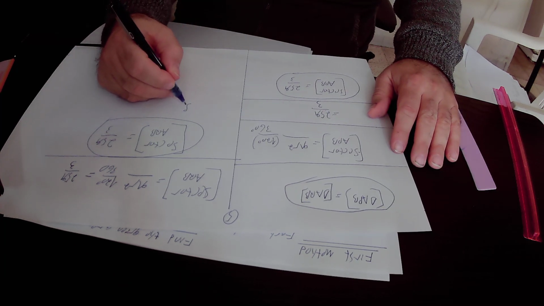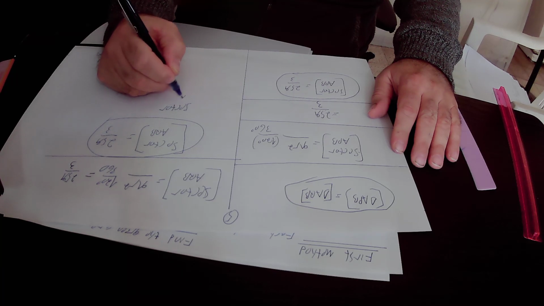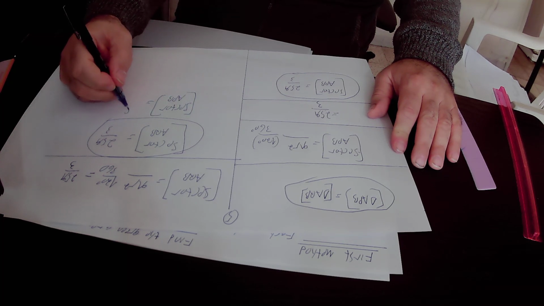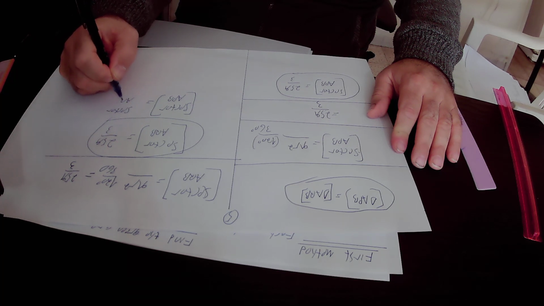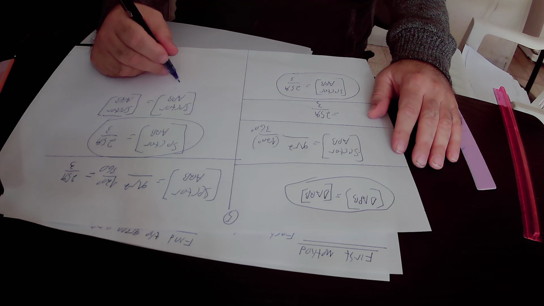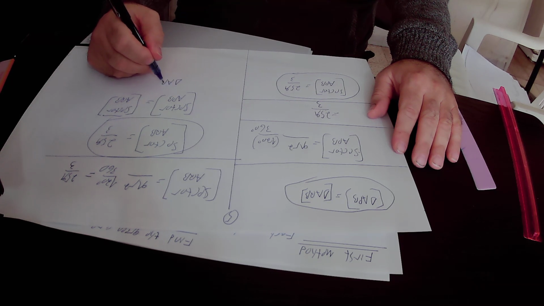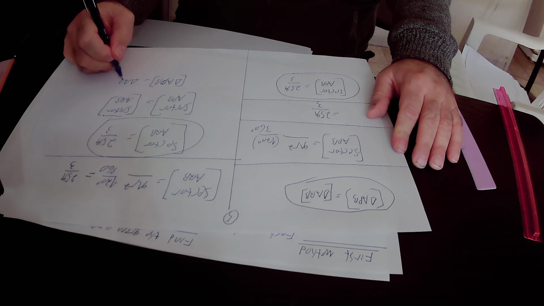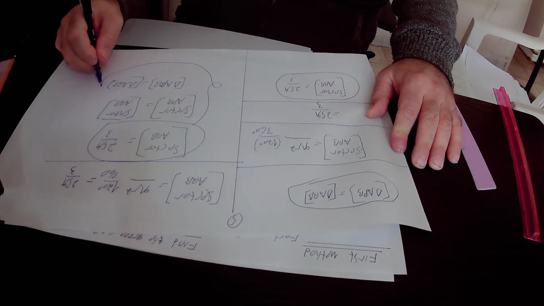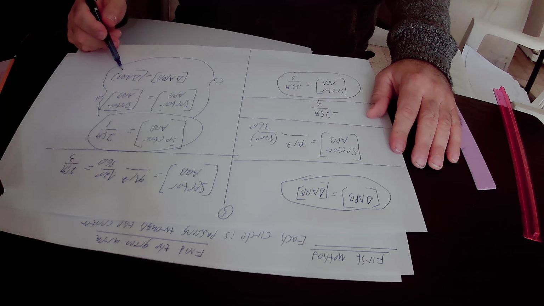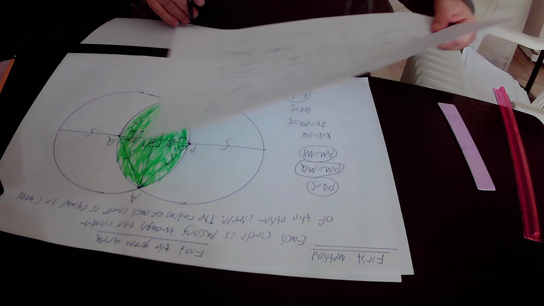The area of sector APB is equal to the area of sector AQB, and we also found out that the area of triangle APB is equal to the area of triangle AQB. We have those two equations.